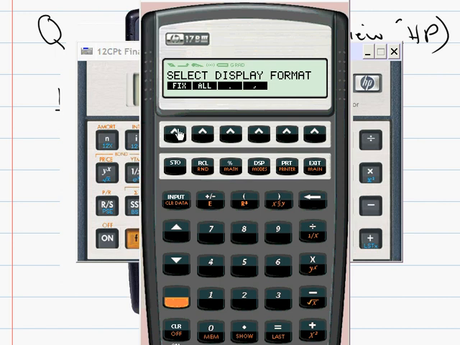Okay, so I can set up to 11 decimal places on this calculator. I like to set my calculator at 4 or 5 decimal places. I'll put 4 and hit input, and now you can see after my 1 and the decimal point I have 4 zeros, and that's how I probably want to set my calculator, and that's probably how you want to set yours too, unless your instructor tells you otherwise.